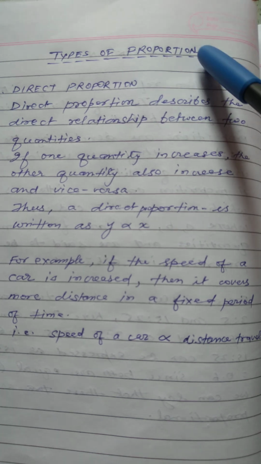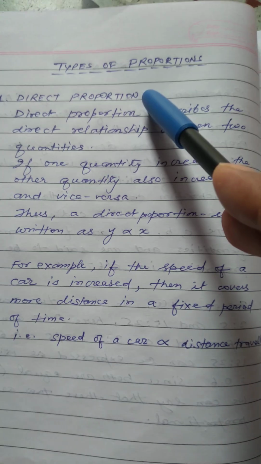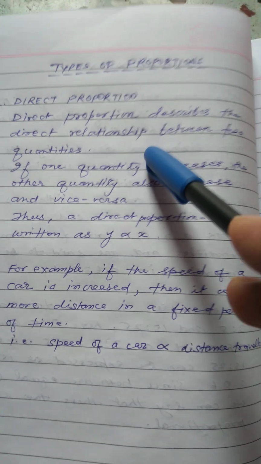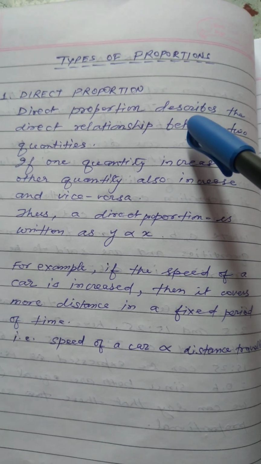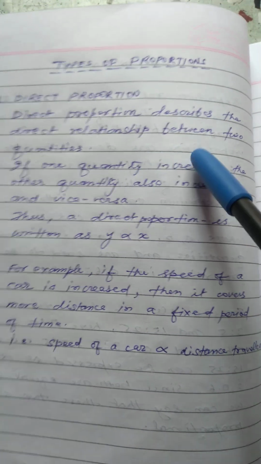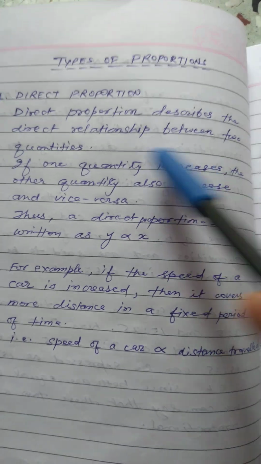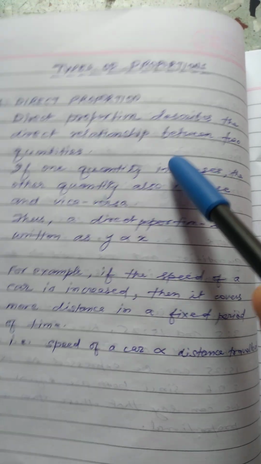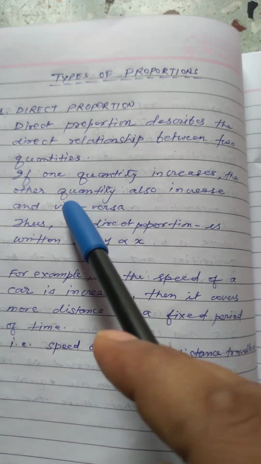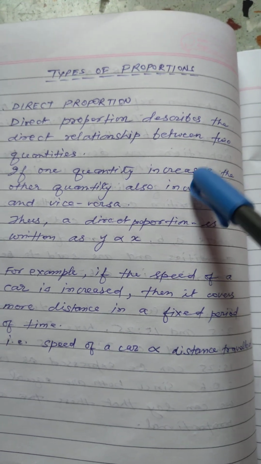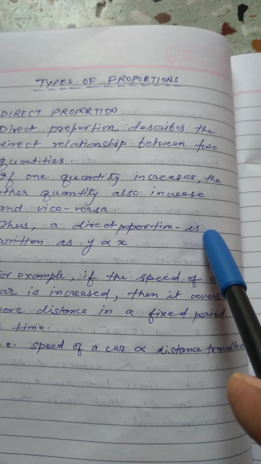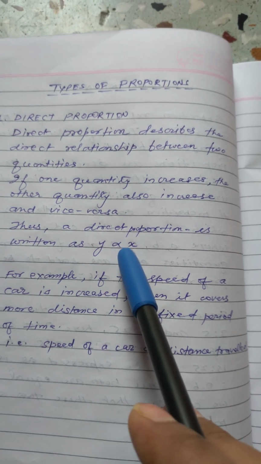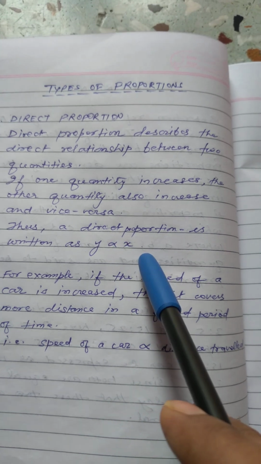Now, types of proportion. First is direct proportion. Direct proportion describes the relation between two quantities which have the same relation, meaning if the first quantity is increasing, then the second quantity is increasing, and if the second or first quantity is decreasing, then the first or second quantity is decreasing. Thus the direct proportion is written as y directly proportional to x, or x directly proportional to y.